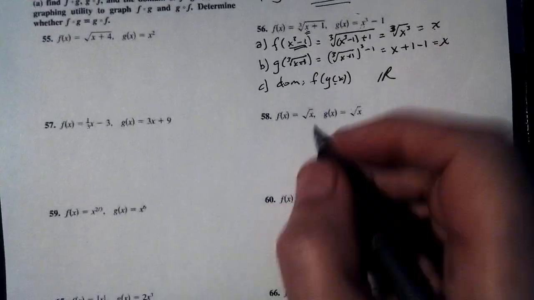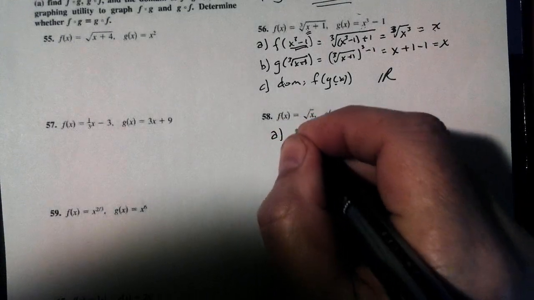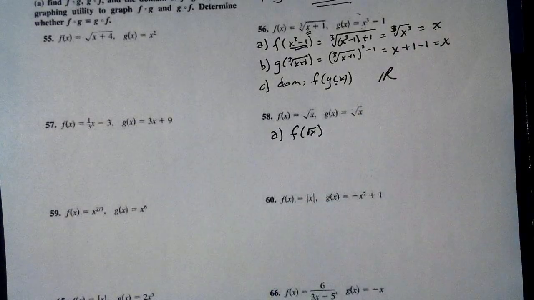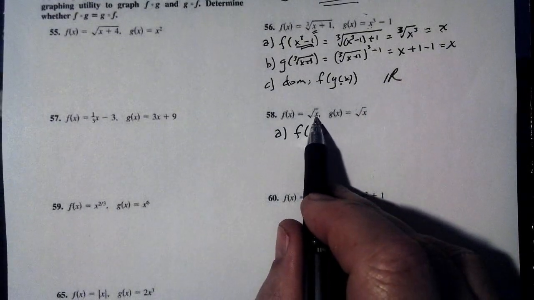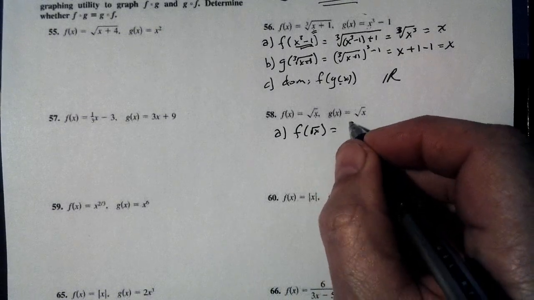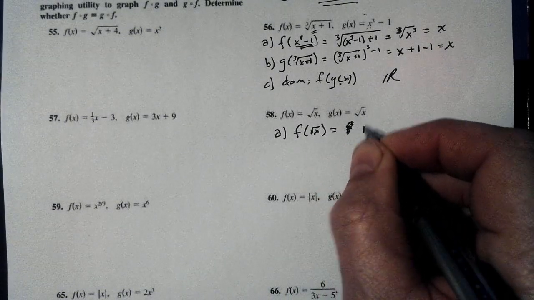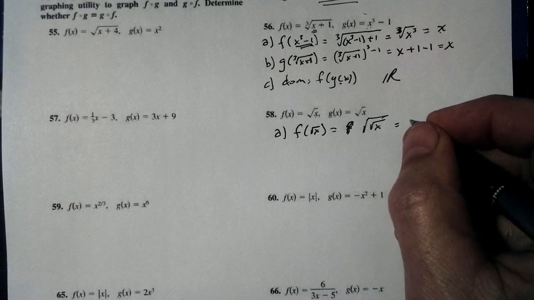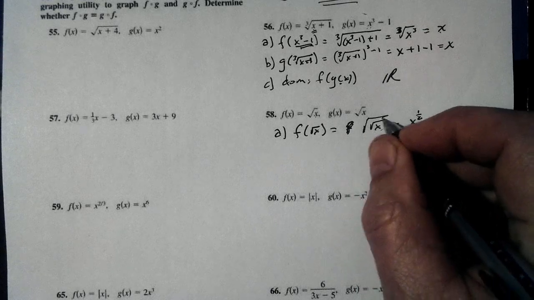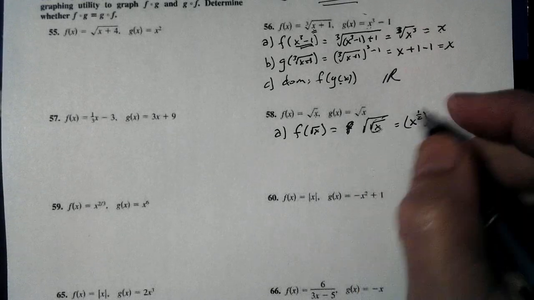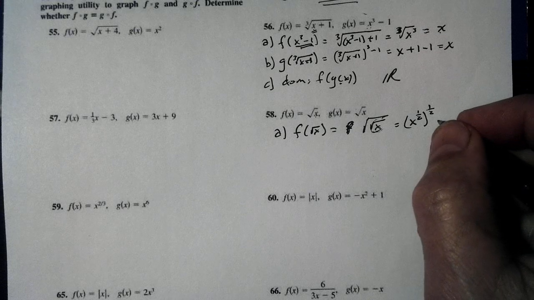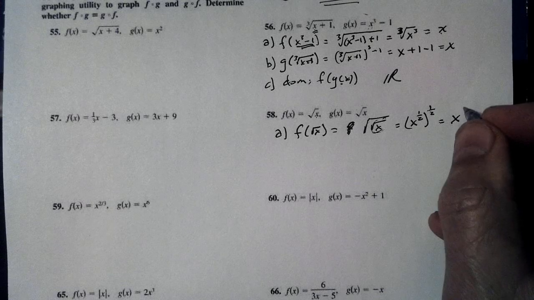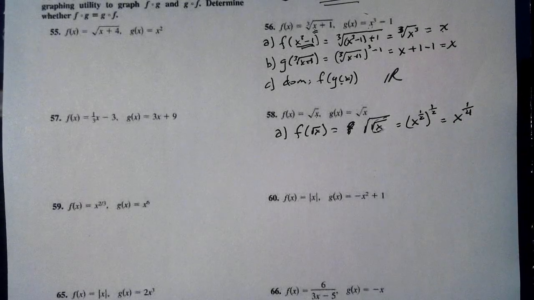Okay. F of g is f of square root of x. And f is a factory that takes the square root of the thing, so that actually equals big square root of little square root of x. And here's where we might want to think of this as x to the 1/2 right here, to the 1/2 again, square roots 1/2, that is x to the 1/4.